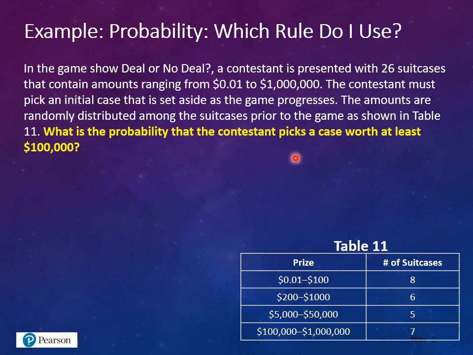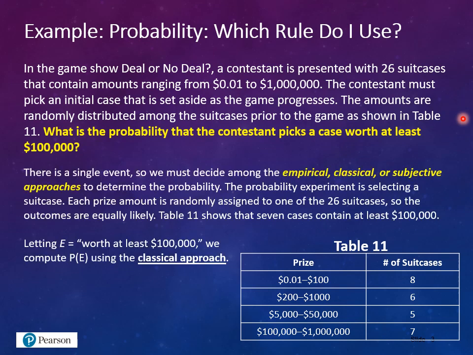What is the probability that the contestant picks a case worth at least 100,000? This is a single event, so we must decide among the empirical, classical, or subjective approaches, as we saw in the last chart. The probability experiment is selecting a suitcase, and each prize amount is randomly assigned to one of the 26 suitcases. So the outcomes are equally likely, because they're just picking one suitcase out of 26 and the amounts are randomly assigned.